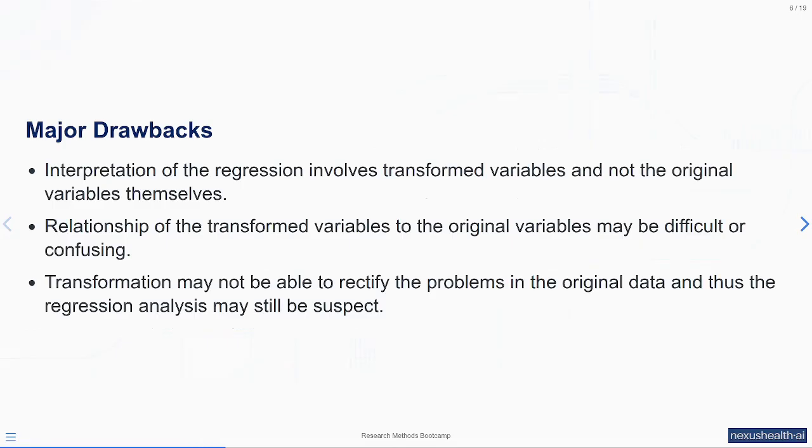There are major drawbacks to data transformation. So interpretation of the regression model, once we've carried out the data transformation, can be difficult. And so we need to bear in mind that the interpretation has to do with the transformed variables and not the original variables themselves. The relationship between the transformed variable and the original variable may be very difficult to understand or even confusing. And then transformation may not even be able to rectify the problems in the original data. And so the regression analysis would still be suspect, giving us biased or erroneous results or estimates.